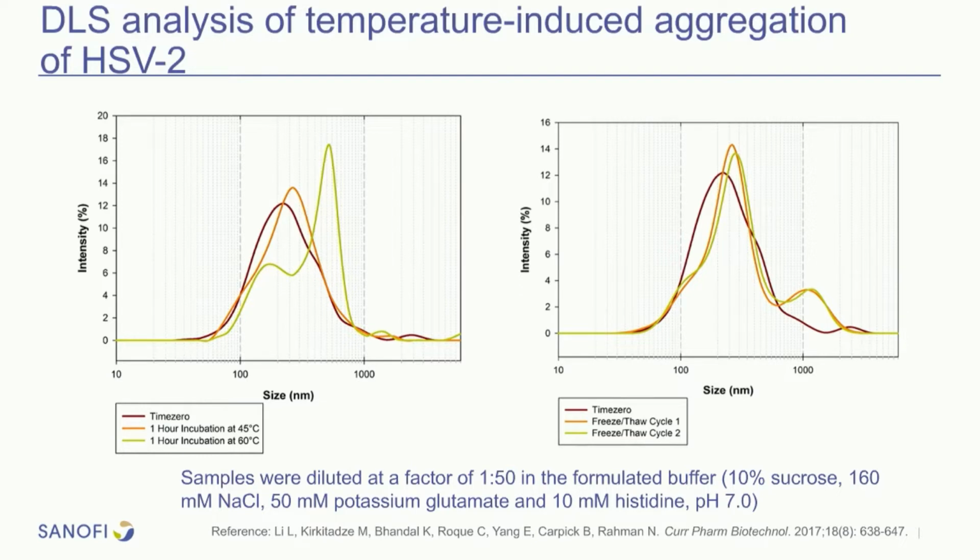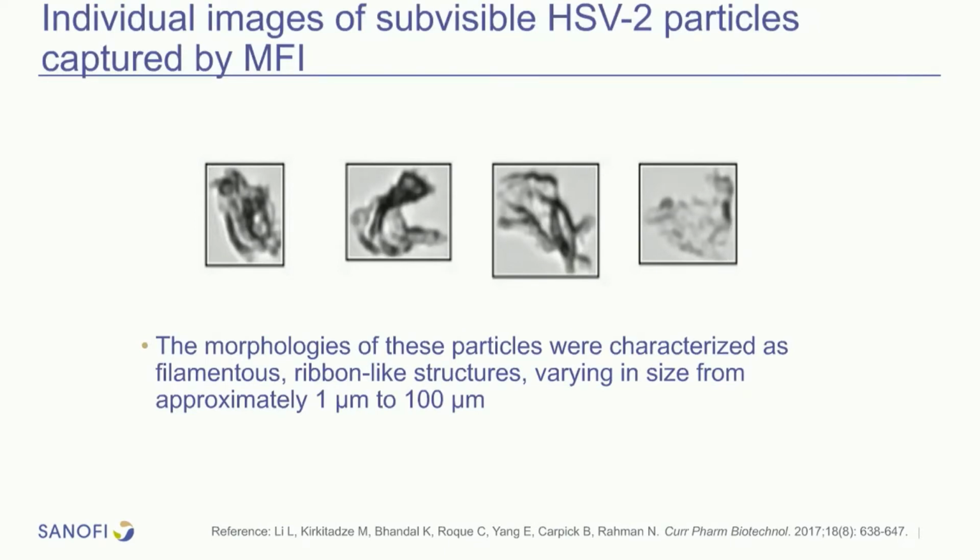To evaluate that, we also did MFI. On this slide you see examples of individual subvisible particles of HSV-2 that were captured by MFI, and the particles you see are in the range of 50 to 100 microns. MFI was performed on the same samples as you've seen by DLS, in the range of 1 to 100. However, the particles were counted from 1 to 70. That's just the capacity of the instrument. All of them exhibited ribbon-like, filamentous structures, and they varied in size. So with that, we also did TEM, which is on the next slide.